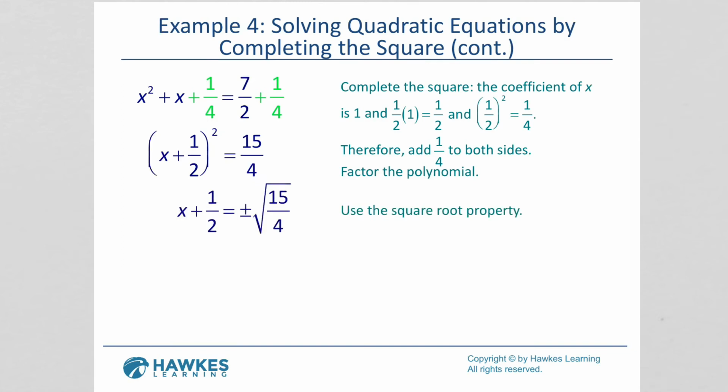Taking the square root of both sides, we end up with x plus 1/2 equals plus or minus the square root of 15 over 4, which is x equals -1/2 plus or minus the square root of 15 over 2. We got to this step by subtracting 1/2 from both sides and recognizing that the square root of 4 was 2. So our solution is x equals -1 plus or minus the square root of 15, all over 2.